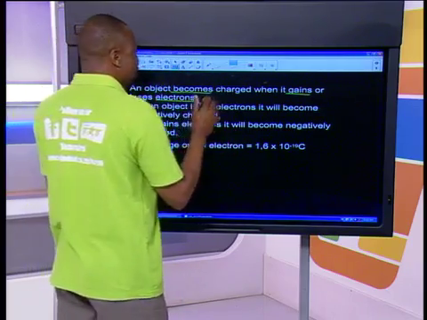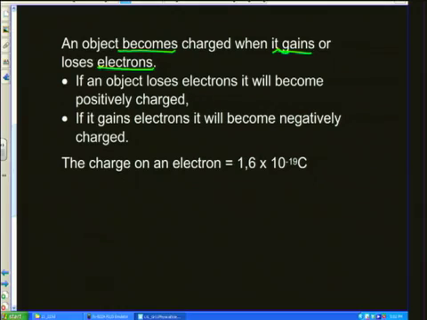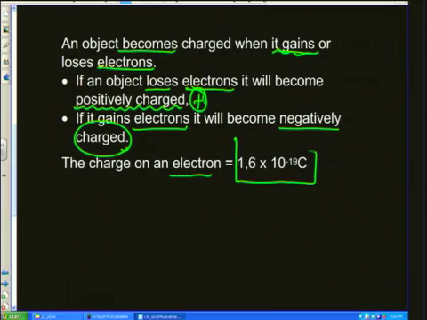So the charging of objects is actually a result of the transfer of electrons, either gained or lost by an object. If an object loses electrons, it will become positively charged, because at that point it has an excess of positive charges compared to negative charges. If it gains electrons, of course it will have an excess of negatively charged particles. It will therefore become negatively charged. Now, the charge on an electron is 1.6 × 10^-19 coulombs.